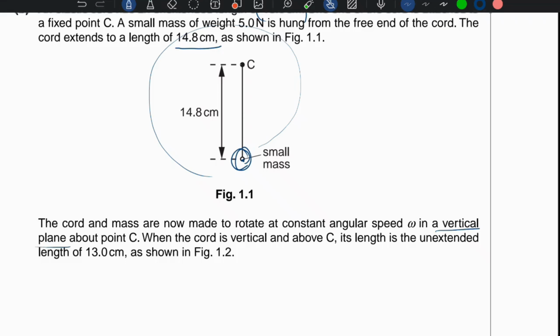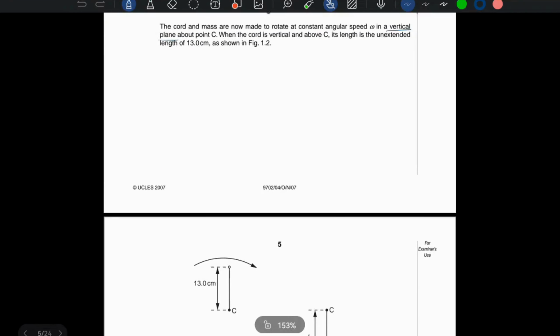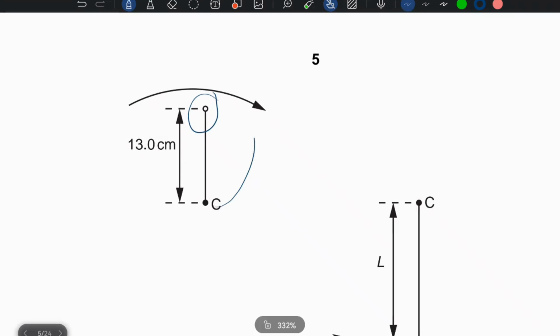Its length is the unextended length of 13 cm as shown in figure 1.2. Where's figure 1.2? Oh, here. So they said when the cord is vertical and above C, basically it's above here, the length is unextended, which is 13 cm. That means it's back to its origin. So when it's above C, it goes back to its original length, which is 13 cm.